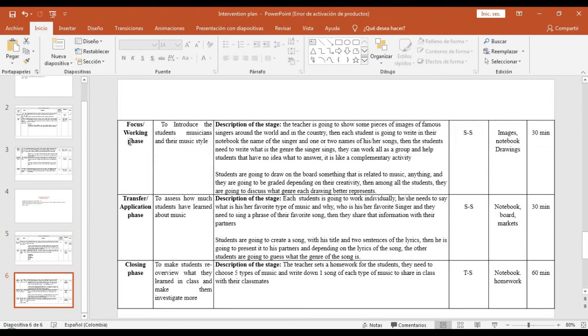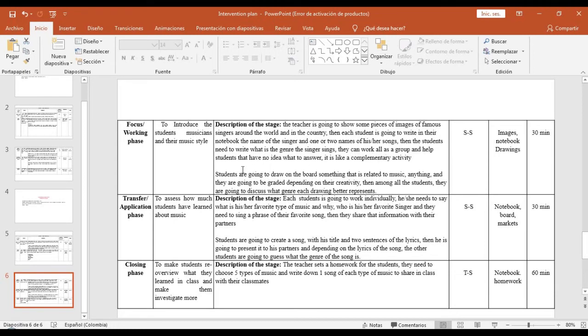And continue with the focus working phase. The aim is to introduce the students to musicians and their music style. In this stage, the teacher is going to show some images of famous singers around the world and in the country. Then each student is going to write in their notebook the name of the singer and one or two names of his or her songs. Then the students need to write what genre the singer sings.